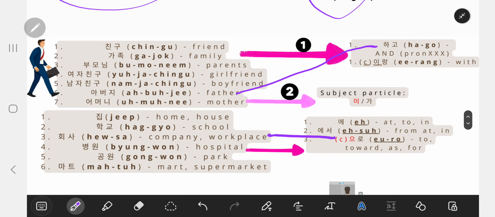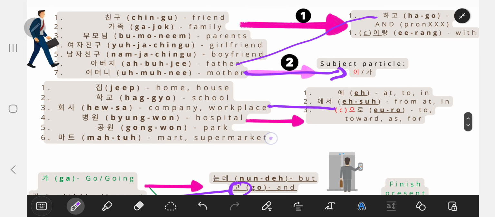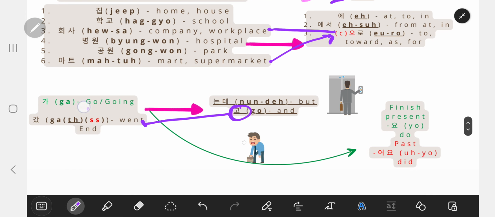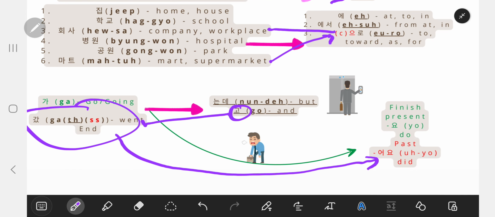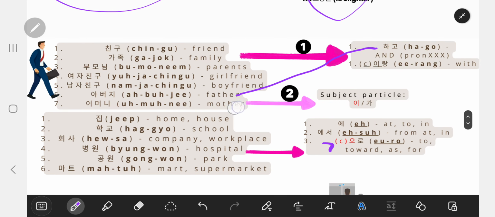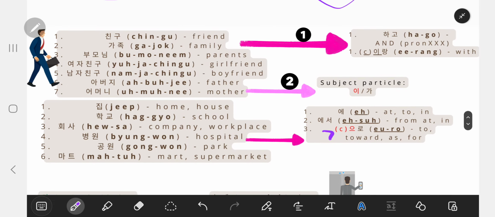Now we're starting here. 갔고, 어머니 here. So 어머니가, and then 마트로 갔어요. Okay. So I went to the company with my dad, but my mom went to the mart. Yes. I apologize if I'm saying this wrong because I'm trying to remember what I said and it's a long sentence.